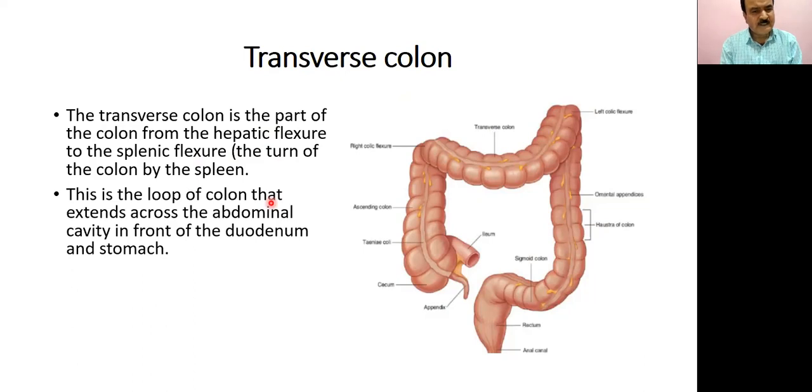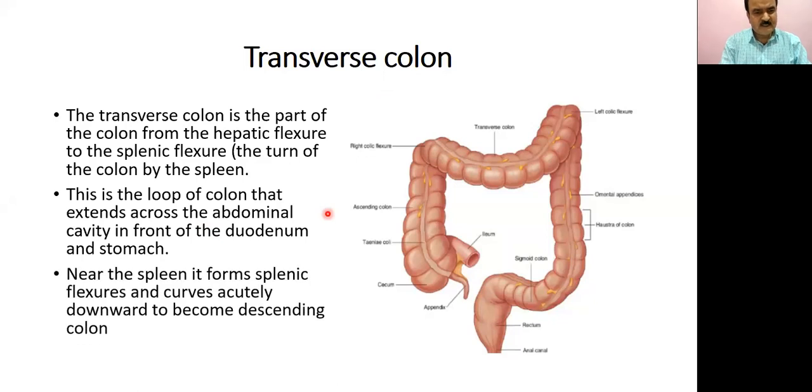This is the loop of colon that extends across the abdominal cavity in front of the duodenum and the stomach. Previously, when we were discussing the pancreas, I told you this transverse colon is to be removed to expose the pancreas. This loop of colon extends across the abdominal cavity in front of the duodenum and the stomach. Near the spleen, it forms the splenic flexure and curves acutely downwards and becomes the descending colon.